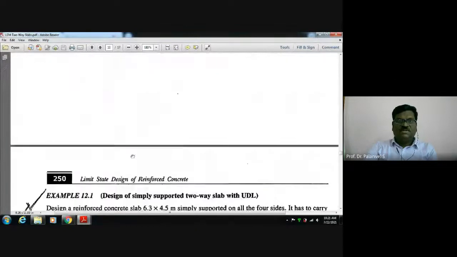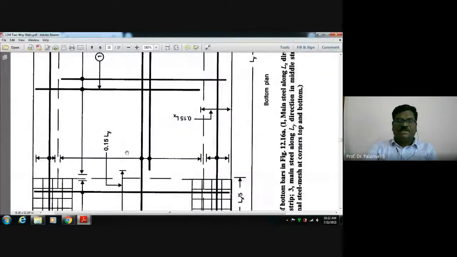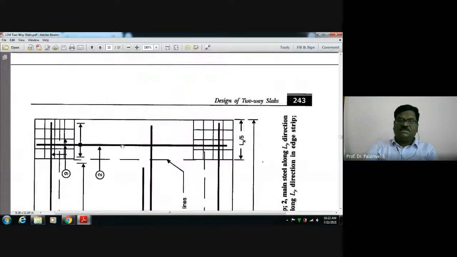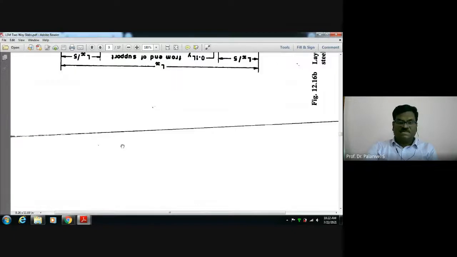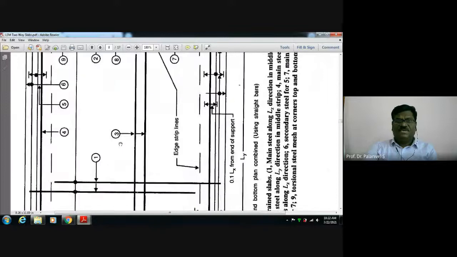Just observe it. I will show you how to detail it. We have seen design so far, but how to detail? It will not be asked in the examination. Next semester you have design and drawing. At that time you have to draw all these drawings. This is the detailing.